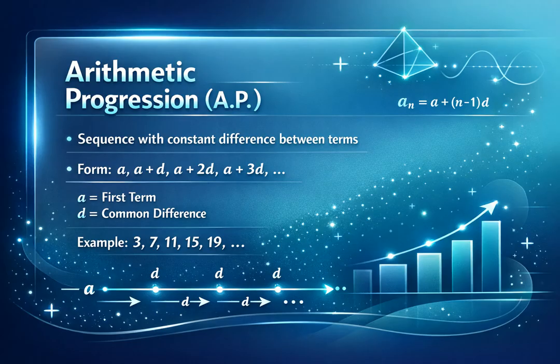An arithmetic progression, or AP, is a sequence where each term differs from the previous by a constant. The form is a, a plus d, a plus 2d, a plus 3d, and so on. Here, a is the first term and d is the common difference. For example, 3, 7, 11, 15, 19 has d equal to 4.